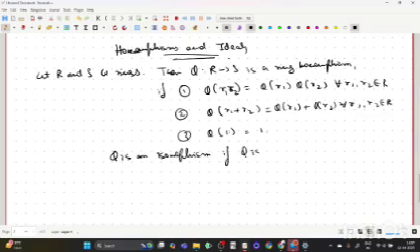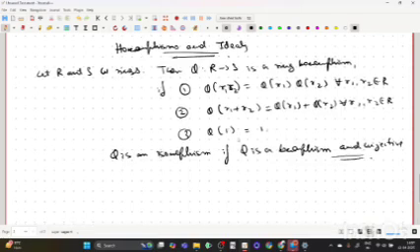if phi is a homomorphism. So you can just recall how we defined isomorphism in groups. So if phi is a homomorphism and bijective. Clear? Got it? Okay. Let us consider an example.